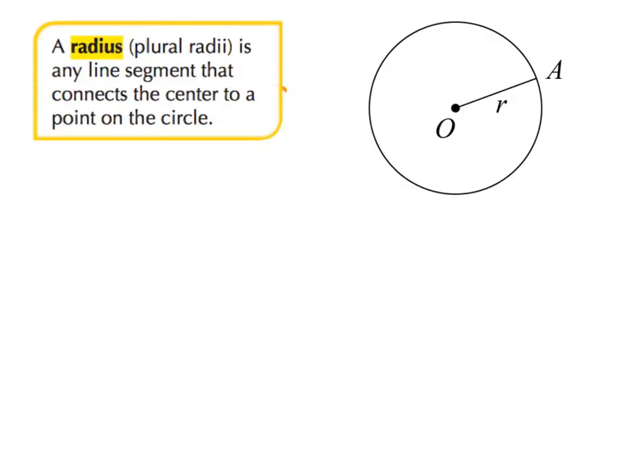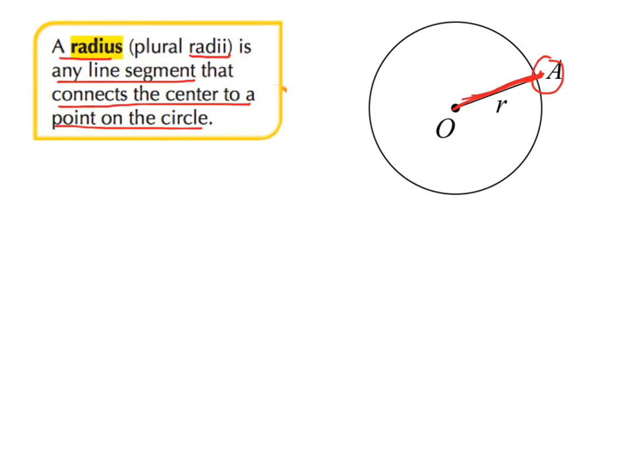Let us understand each term used in the circle. A radius, plural radii, is any line segment that connects the center to a point on the circle. Suppose you have a point on the circle, let's take that to be A. The distance from the center to A is called the radius of the circle. So what is the radius? The distance from the center to a point on the circle is called the radius of the circle.